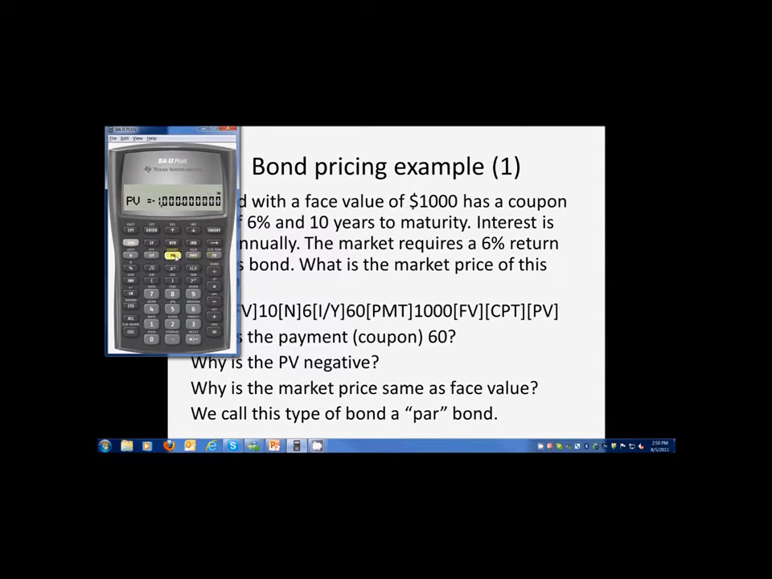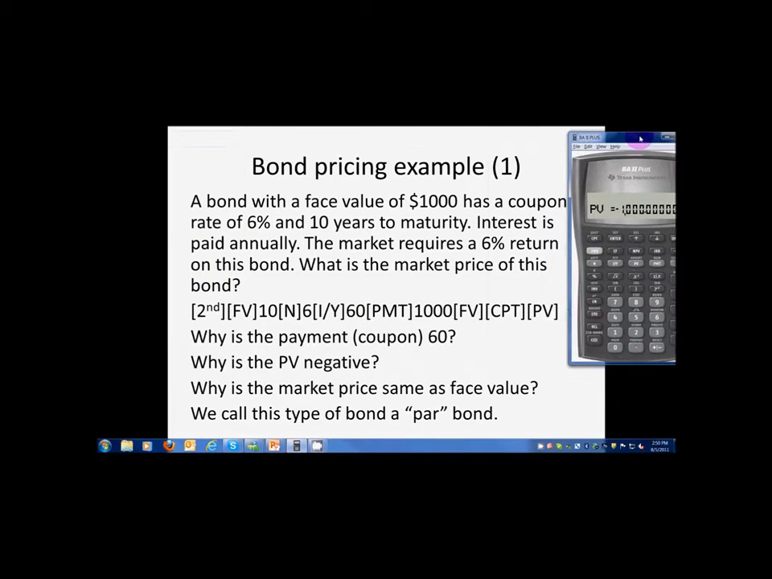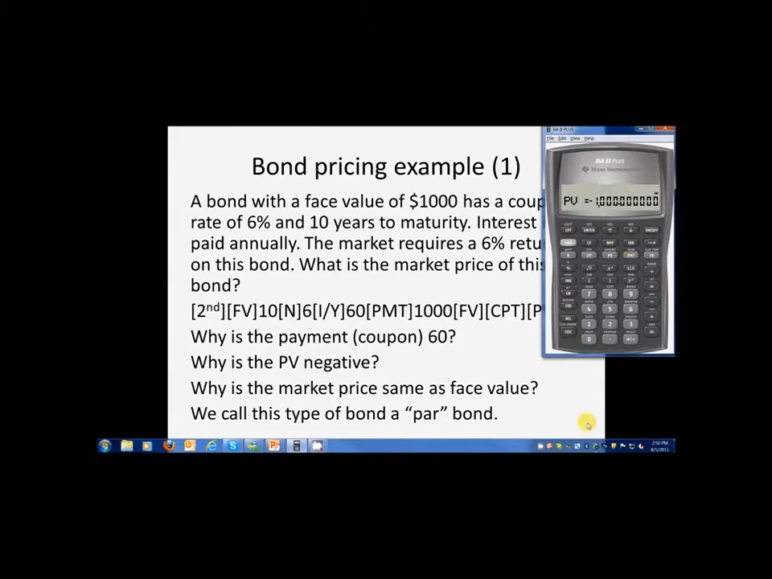Compute present value. Now notice two things. One, there's a negative sign on this, but we know that is simply because of the sign convention for the BA II Plus. The coupons and the face value are both cash flows into your pocket, so that's positive. But you had to pay up front for that privilege, and the amount that you paid was the present value, so it's got the negative number there.